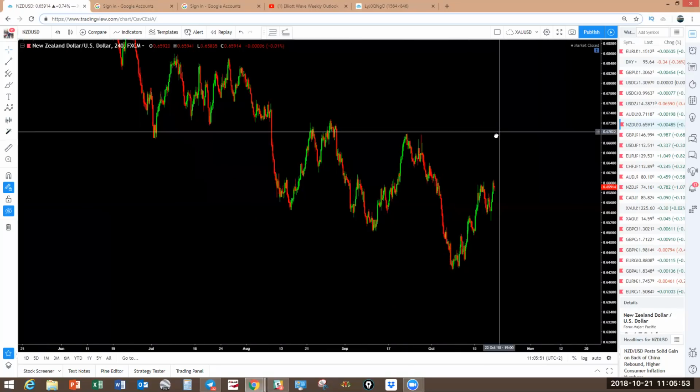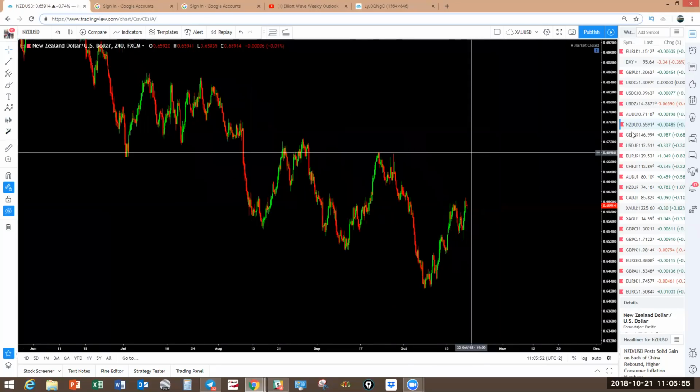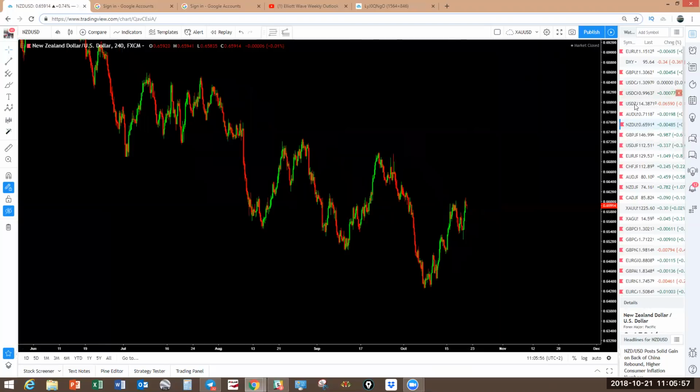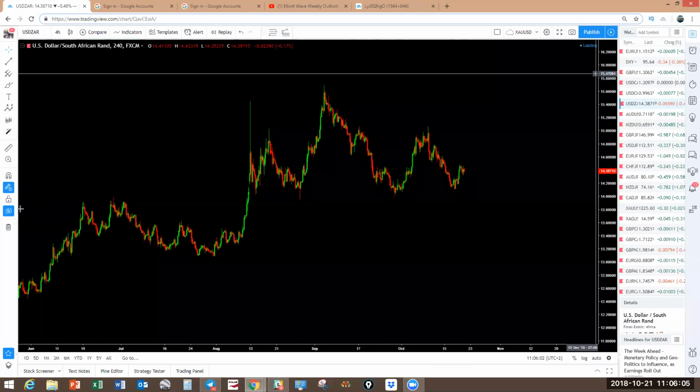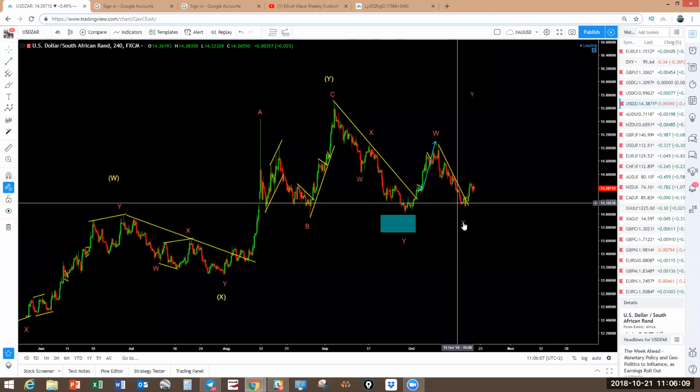All right, that is New Zealand US dollar. Let's carry on with the rest of the US dollar pairs. US dollar ZAR, US dollar ZAR, clearer structure. What we can see exactly what is going on here.